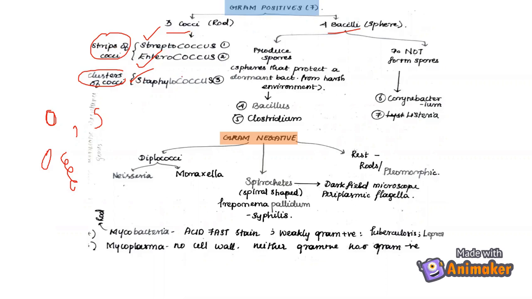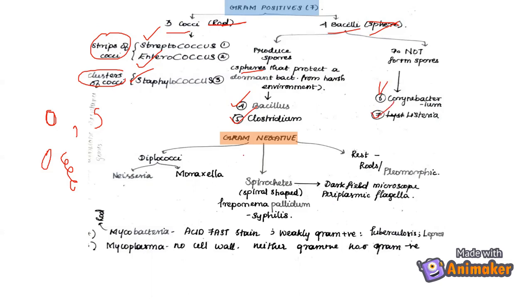Coming to bacilli, the 4 gram-positive rods: 2 of them produce spores. Spores are nothing but structures that protect the dormant bacteria from harsh environments. The ones that produce spores are Bacillus and Clostridium, and the ones that do not form spores are Corynebacterium and Listeria.